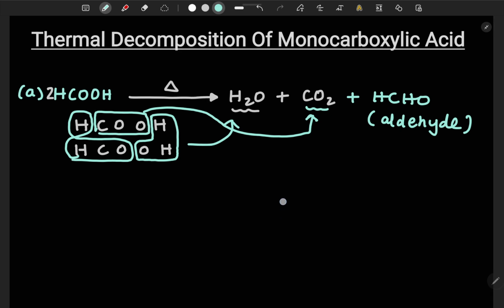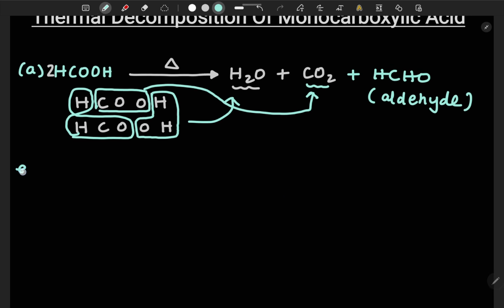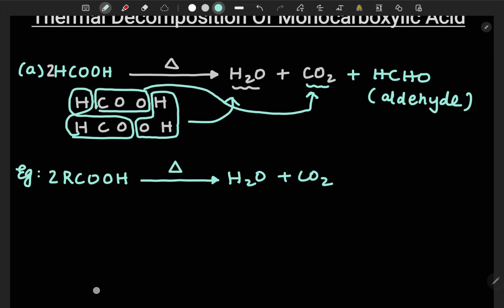Now we'll take another example so that we can refine our concepts properly. This time let's take an alkyl group attached to this. Yep, let's take that 2RCOOH. This is basically a carboxylic acid group. Now when it is going through thermal decomposition, we know we are gonna get H2O and we are gonna get carbon dioxide.